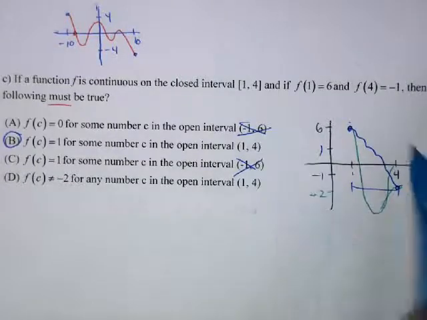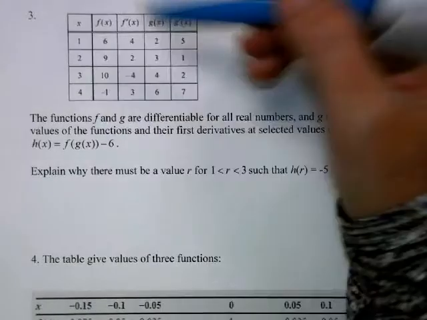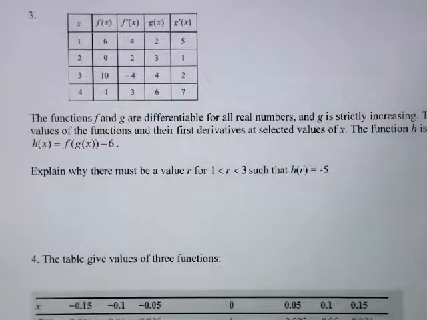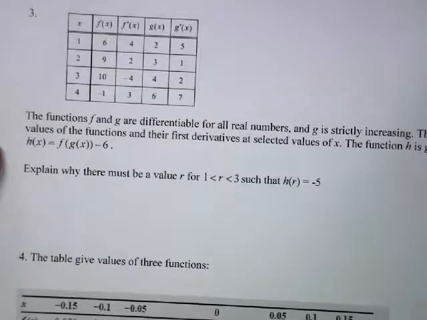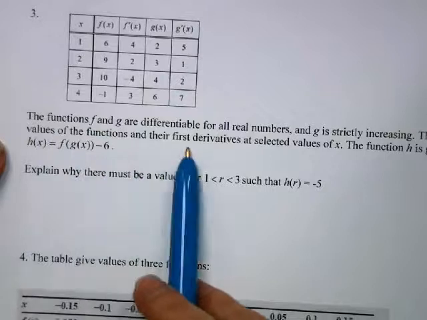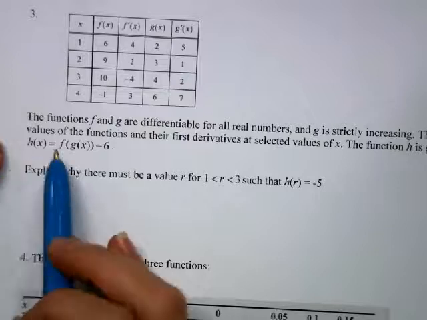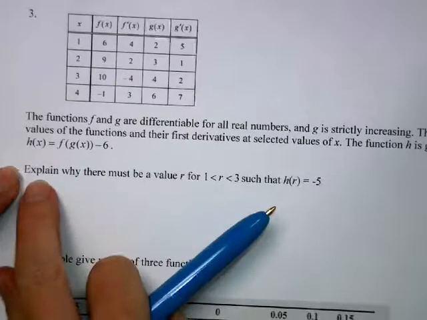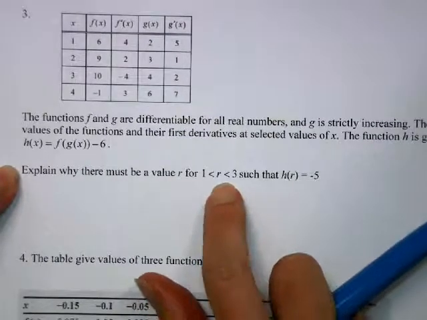All right, the functions f and g are differentiable, which we'll get to later. So there's two columns here which we are not going to be using at this point in time. It's strictly increasing. Again, that's something that we'll care about later. The table above gives the values of the functions and their first derivatives. Don't care about the derivatives, but the values of the functions are what we want. h is equal to f of g of x minus 6. Then it says, explain why there must be a value of r for 1 is less than r is less than 3, such that h of r equals -5. Well, this is just asking you to apply the intermediate value theorem.